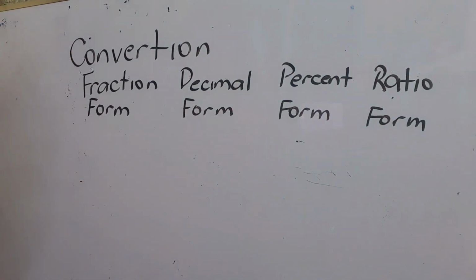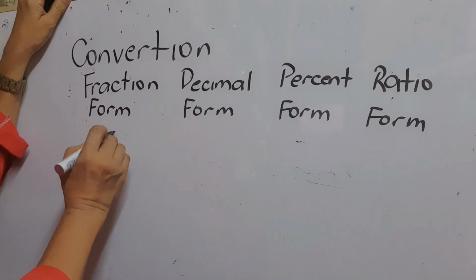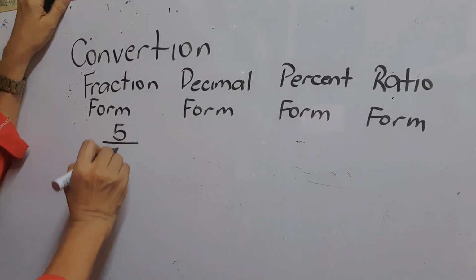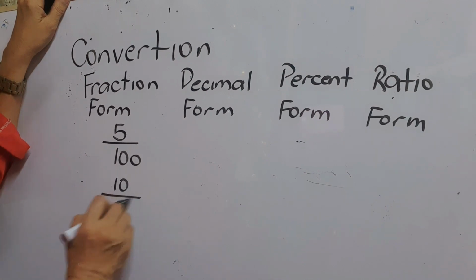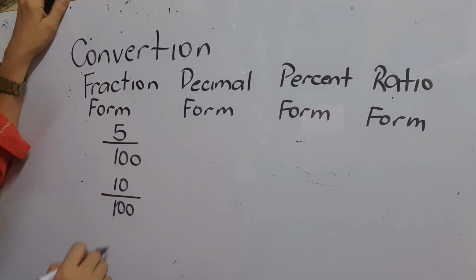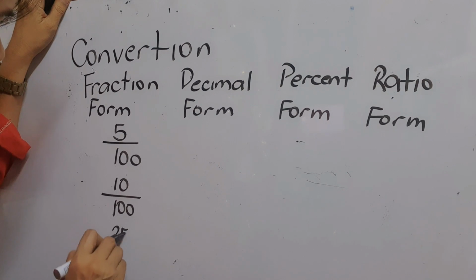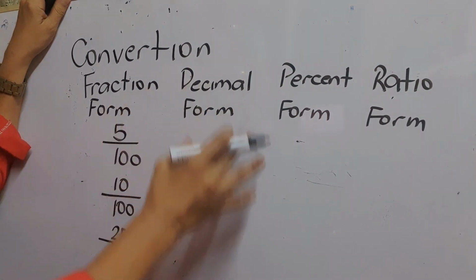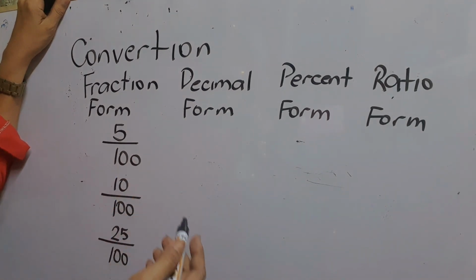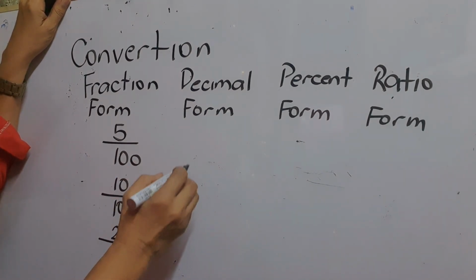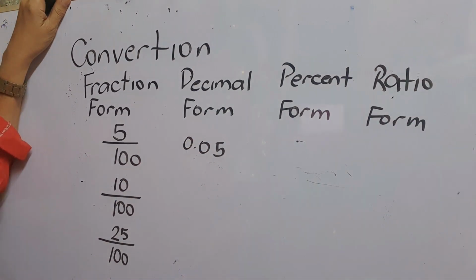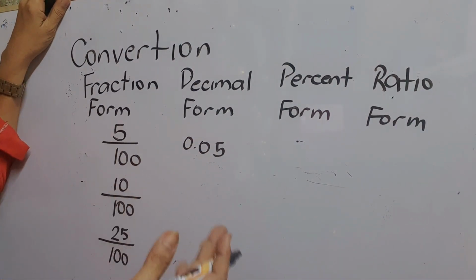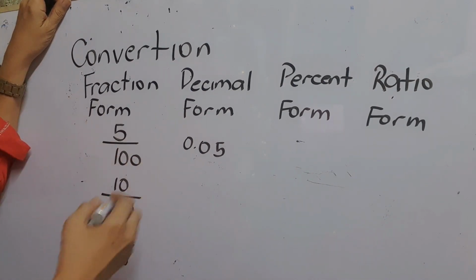Okay, let's say we have here 5 over 100. And then down we have 10 over 100. And then here we have 25 over 100. Now, how are you going to convert that into decimal form? Okay, so into decimal form, magiging ano siya? 0.05. Okay, pero paano ba natin ginawa yun? How did you work on it, Ate Glo?